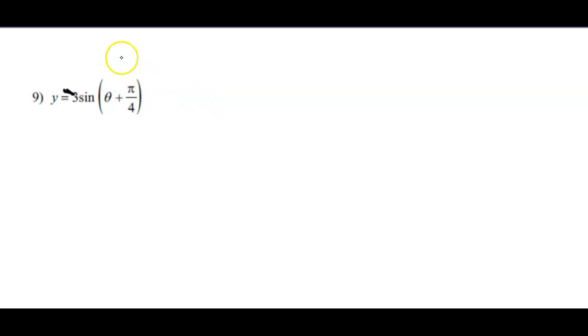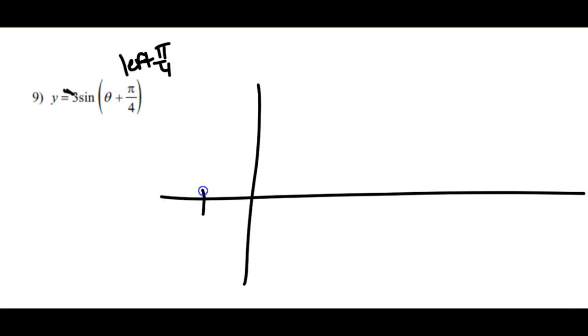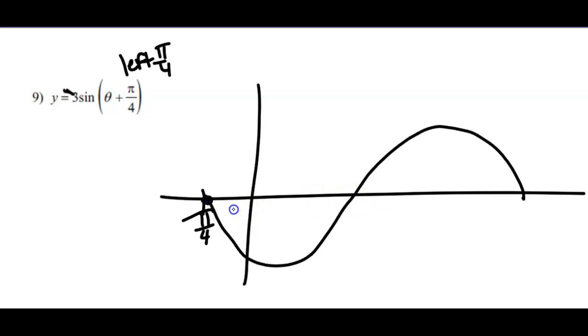This is a phase shift left, pi over 4. I'm going to go a little faster. So it's starting over here, left, pi over 4. Negative pi over 4. It is a negative sine graph. So it starts at the middle and it goes down like this. Okay. So we have a negative pi over 4, 0.